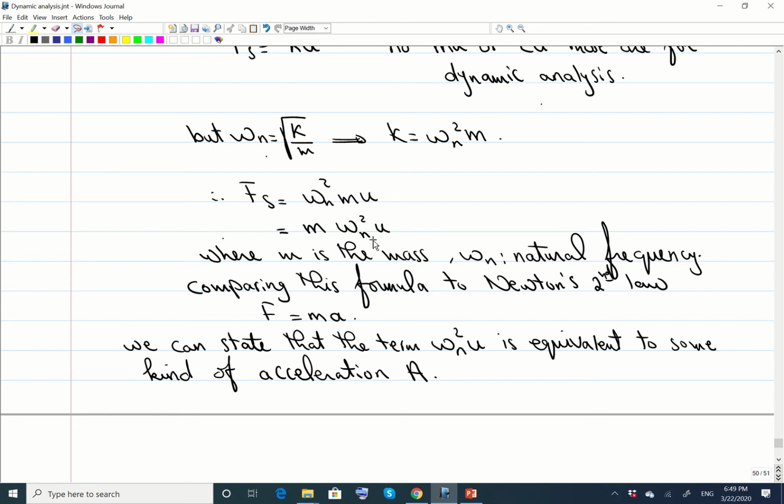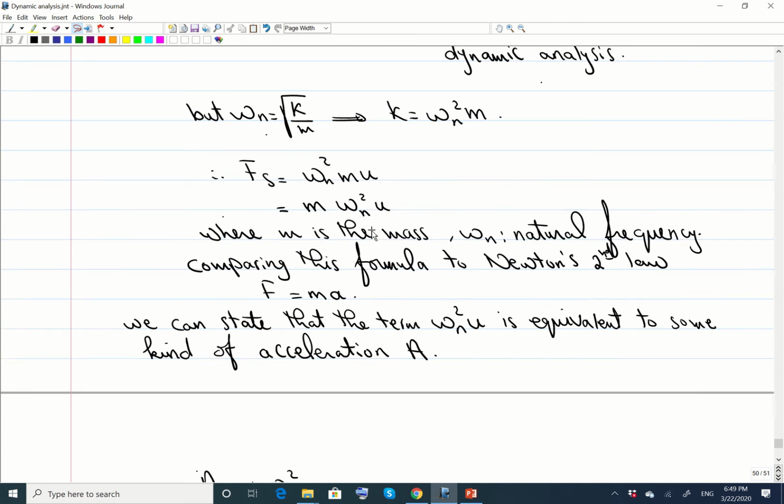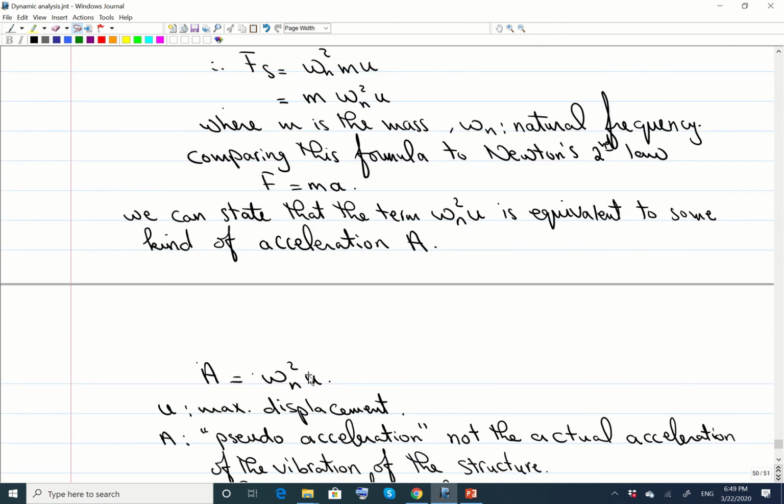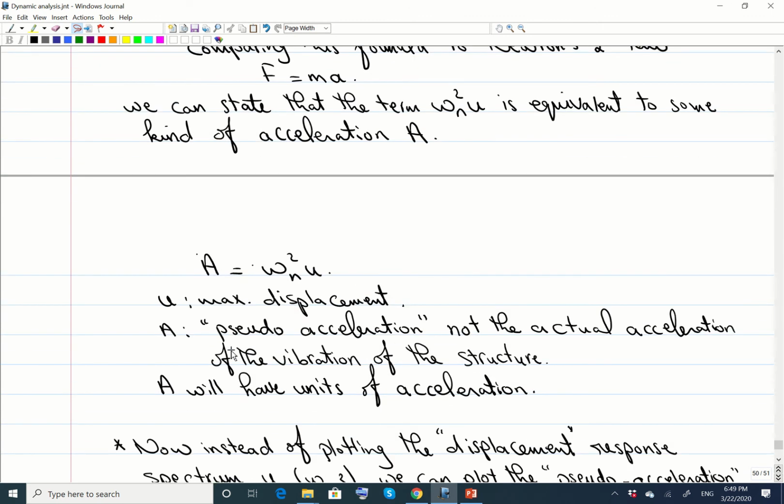It doesn't mean that the building is vibrating with this acceleration. No, this is not the real acceleration. But this term, omega n squared u, is kind of some acceleration. When you compare this with this formula, this would be an equivalent kind of acceleration. So now I'm going to say that this omega n squared u is some pseudo acceleration a. So a is omega n squared u. How much is a?